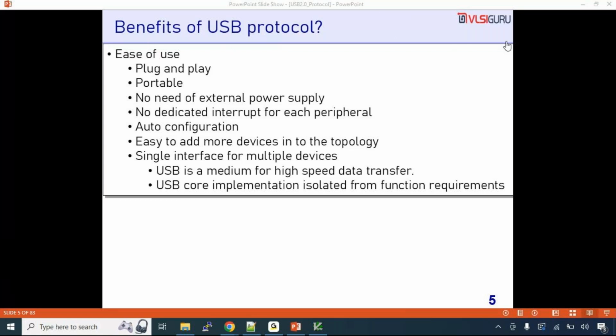Can someone tell me? You have been using USB. It is portable. We can take it anywhere. And we can add multiple devices, multiple cables to one USB. Okay. Thank you for that. Any other advantages of USB?